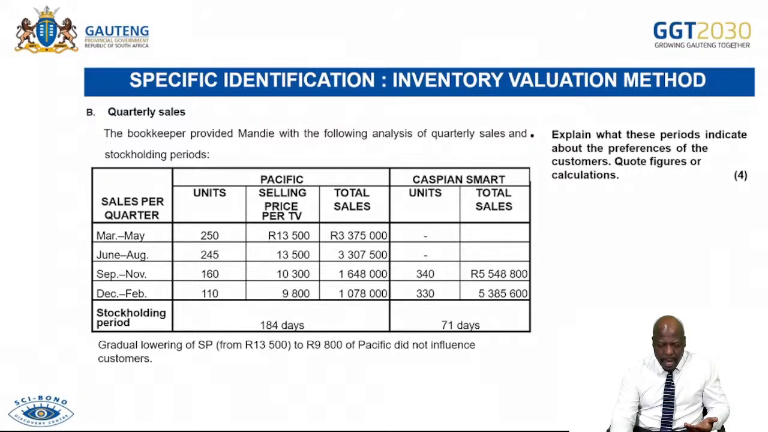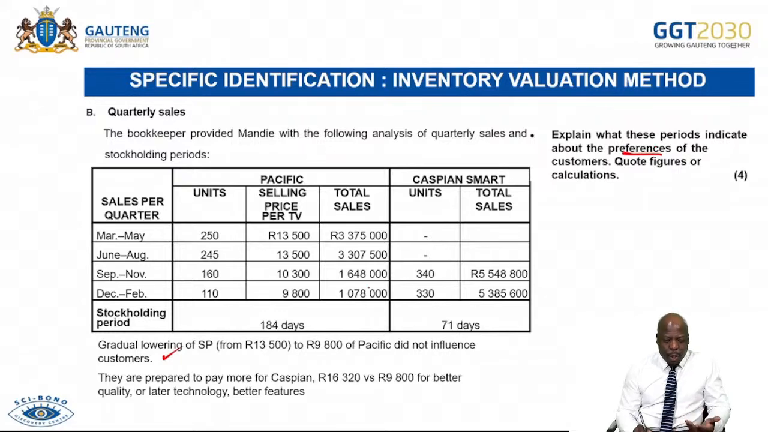All right, and then the gradual lowering of the selling price from 13.5 to 9.8 on the Pacific did not influence the customers. So customers still did not buy this TV, even though the selling price was reduced. So remember, here we're commenting on customers' preferences. The customers are prepared to pay more for the Caspian, all right?